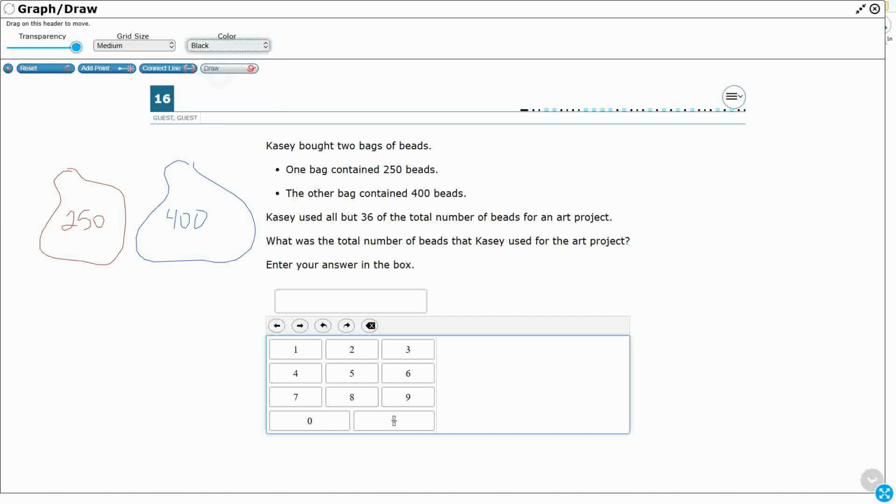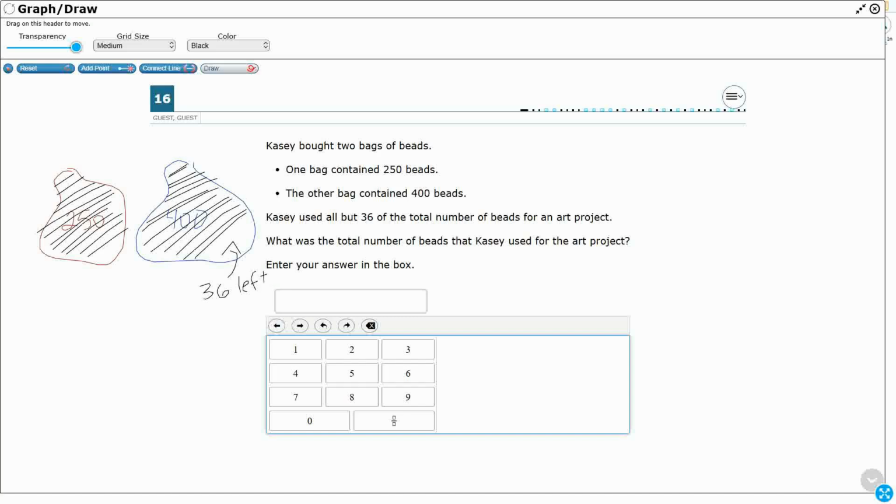All right, so what are we doing next? Casey used all but 36 of the total number of beads for an art project. So what is the total number of beads that Casey used? Okay, so we're going to use all of this, and then I'm going to use all of this except for, and then I'll say 36 left. Now that's if I wanted to just draw a picture.